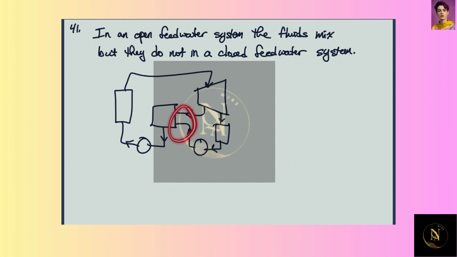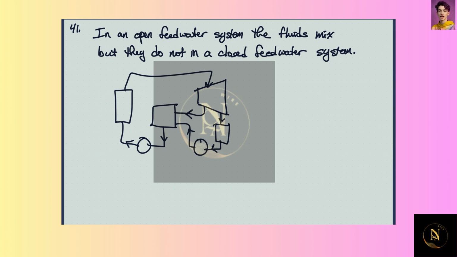So we need to have these two pressures match, which means this pressure is going to be much lower than this pressure. So we're going to pump this up so that they can mix together and then come out here, and then pump it up again to the pressure that we want in the boiler.